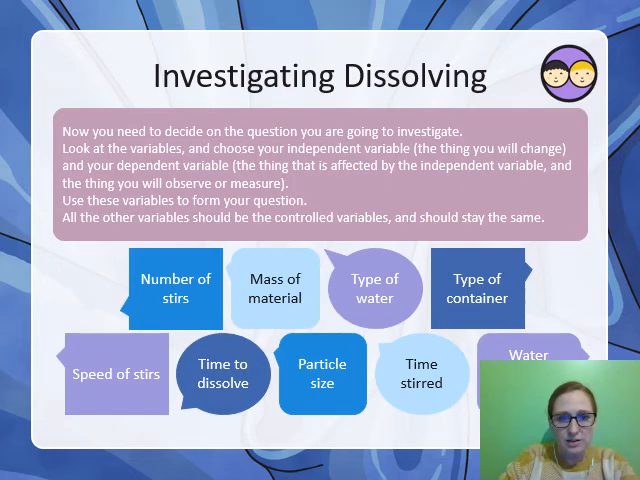So you need to decide on the question you're going to investigate. Is your question, does the number of stirs affect the dissolving? Does how much sugar I put in affect the dissolving? Does the type of water affect the dissolving? You need to think about what question it is, and then when you do your experiment, you only want to be changing one of them. The rest of them have to stay exactly the same.